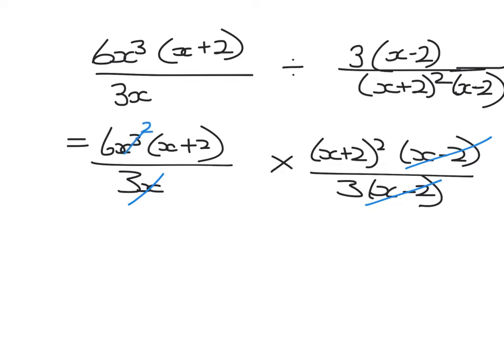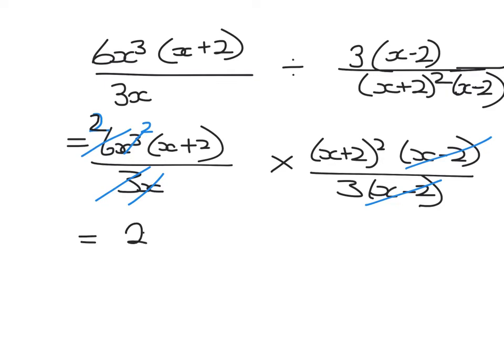Can we simplify anything else? Well, 6 and 3, 3 is a factor of 6, isn't it? 3 goes into 6 2 times. So now we've got 2. Remember, that's actually 2x squared. So you might want to write that in different colours so you don't get confused. So that's 2x squared. That's all we can cancel now.